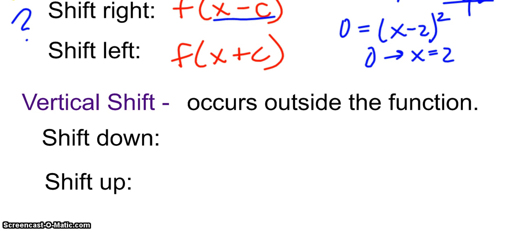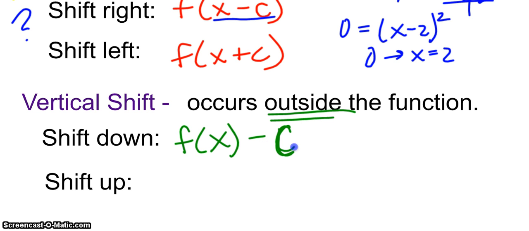Vertical shifts are going to happen outside of the function. So you're going to pick an x value, plug it in, apply the function, then you're going to shift it down or shift it up. So we would take our function as it is after we've applied it, and then we would subtract our value. Or we're going to take our function, get our y value, and then add to move it up.